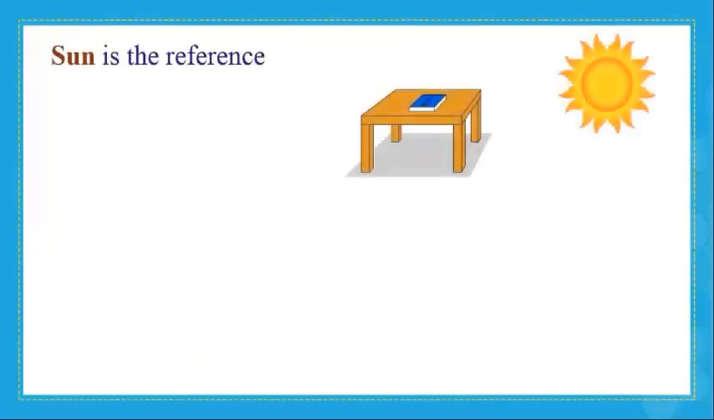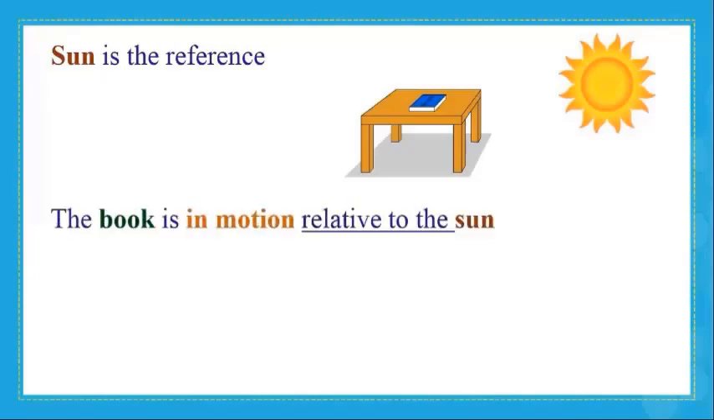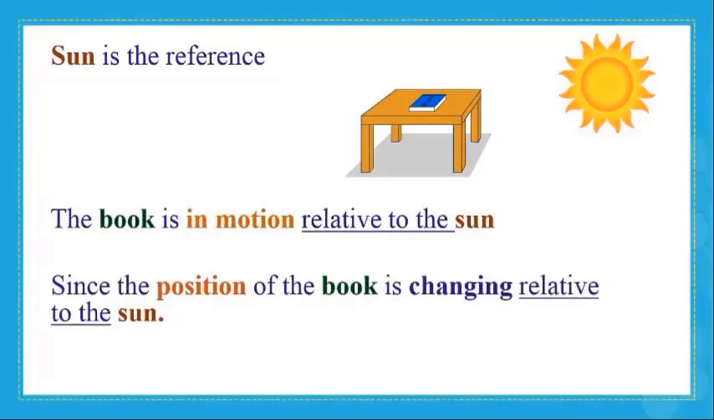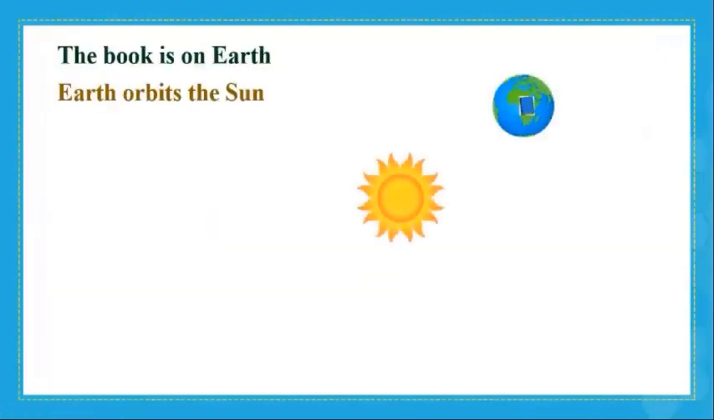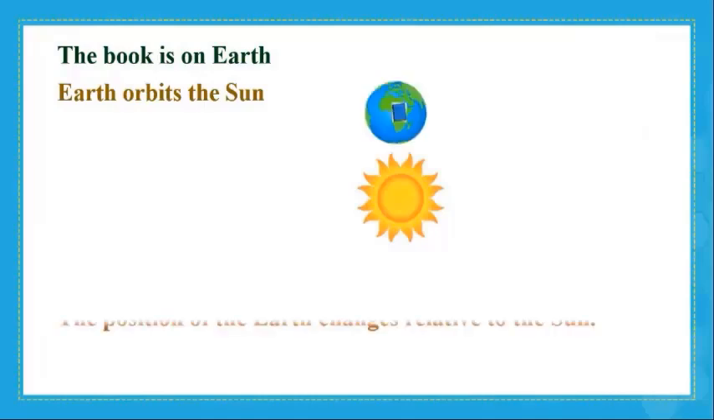Let's take the sun as a reference. The book is in motion relative to the sun, since its position changes relative to the sun. How? Seems somehow strange. Let's see how. The book is on planet Earth. As you know, Earth orbits the sun.